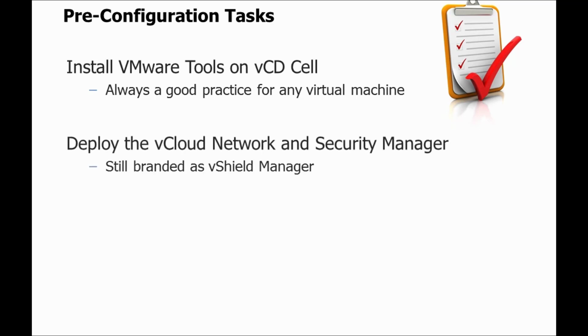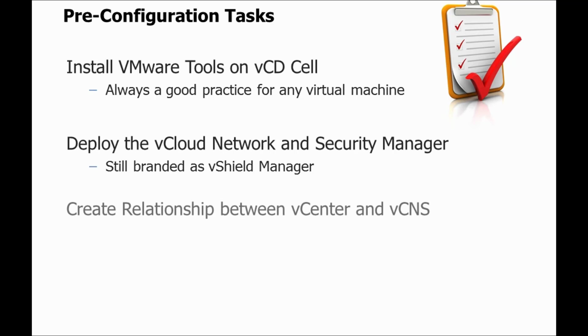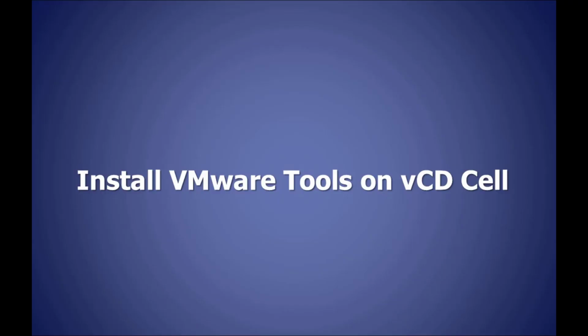We'll also deploy the vCNS manager, which will show up as the vShield manager, but it's the vCloud Network and Security Manager. This is going to be required as a tie-in when we go to complete the vCloud Director initial setup. And then we're going to make a relationship between vCenter and vCNS so that the vCloud Network and Security Manager understands that it is being used by and used for the Cloud vCenter. So let's get started by installing VMware Tools on the vCloud Director cell.